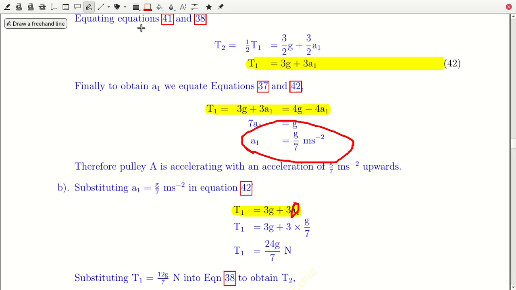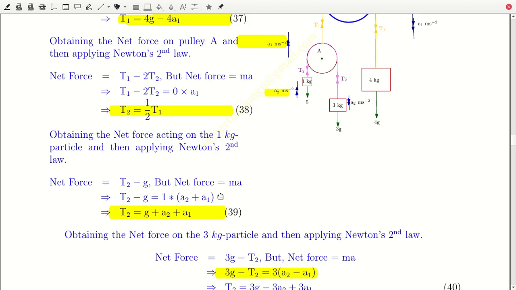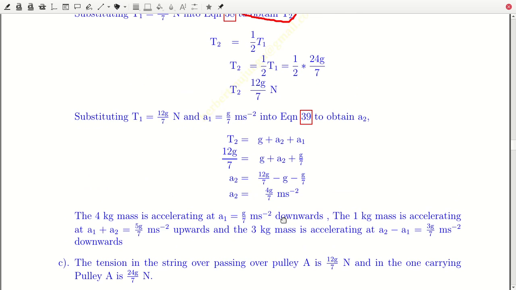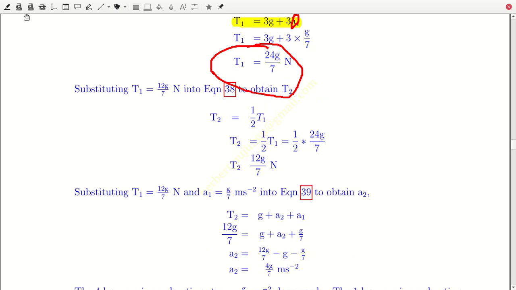So if I substitute this t1 in the expression we got from the pulley, where we got T2 equals a half T1. So if I substitute here T1, I should be able to get T2. I did it here. If I substitute here T1, I should be able to get T2, which I got as 12g over 7 newtons.